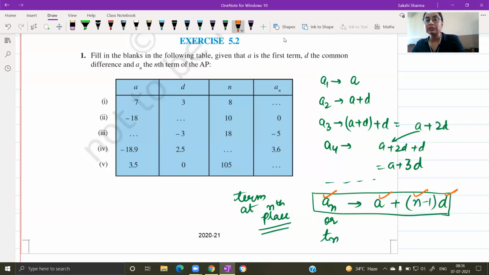So this is what's given here. You are given A, D, and N in the first part. A is given, the first term is given, the common difference is given, N is given, you have to find out AN. So these values of A, D and N, you just have to use in the formula. Same thing in each of these parts, you have to use this formula. Whichever values are available, just substitute them in the formula and then find out the one which is not given to you.